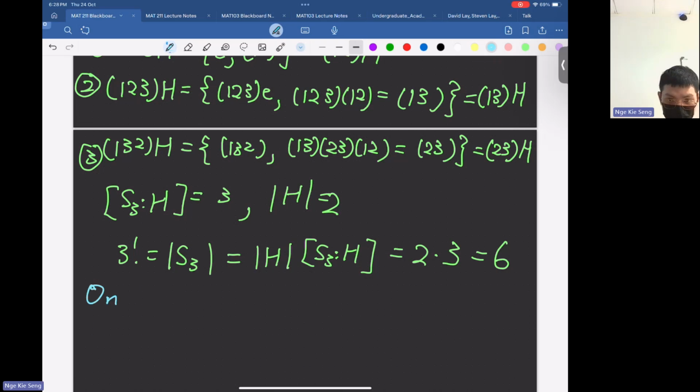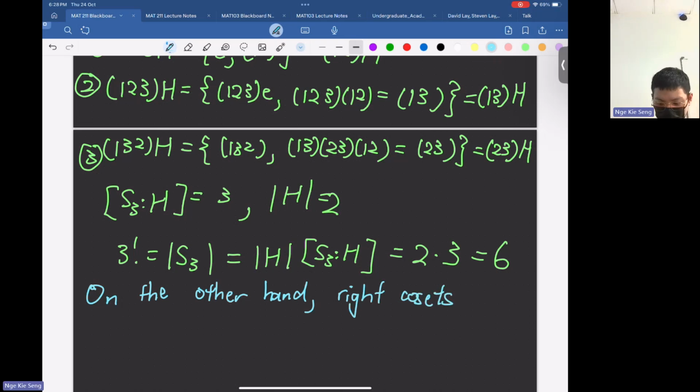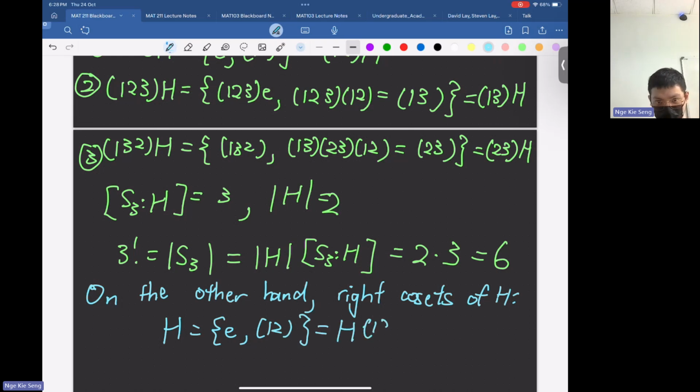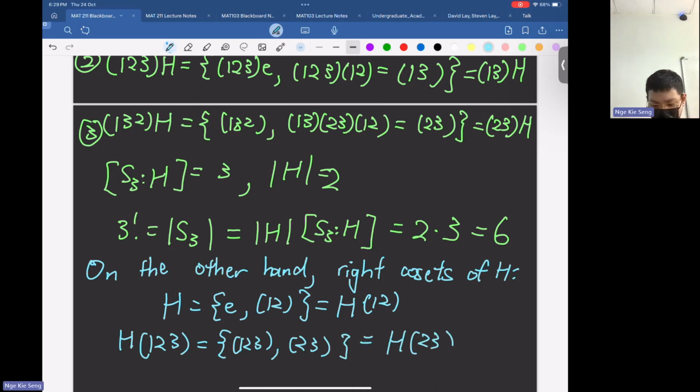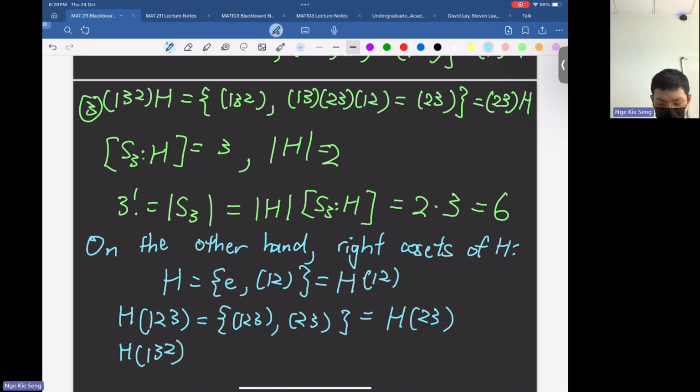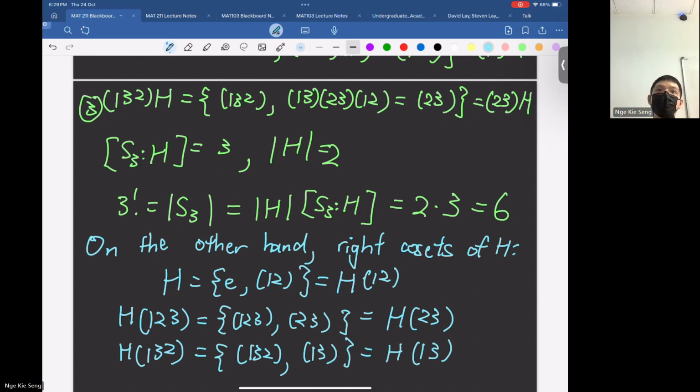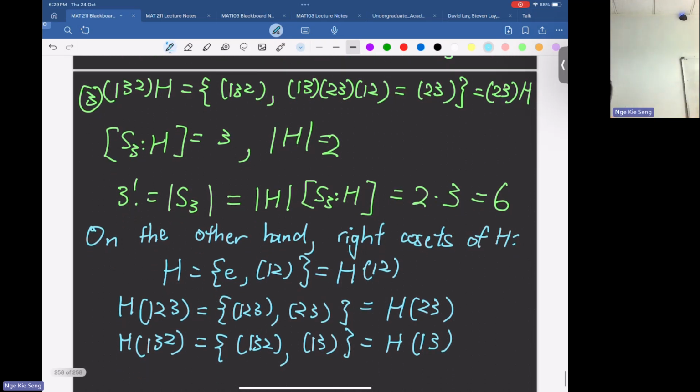How about on the other hand? So what are these right cosets here? Let's list down what these right cosets are. H is equal to E and 1, 2. Similarly, this is equal to H times 1, 2. But what is H times 1, 2, 3, for example? You should get 1, 2, 3 and 2, 2, 3. And then this is H times 2, 3 as well. You pick this different representative. If you don't believe it, go and compute also. So again, you will get 3 right cosets also. You have a similar theory for right cosets, if you define the index using right cosets.